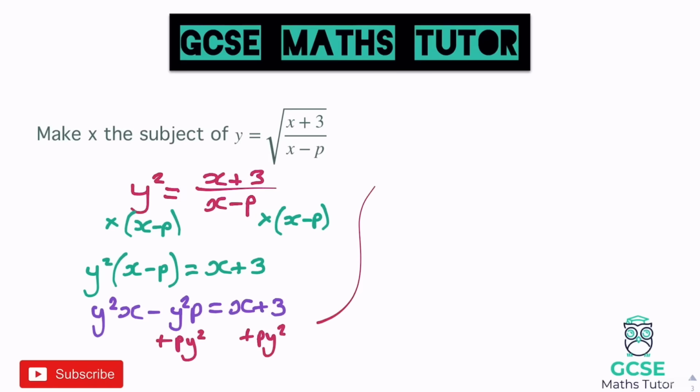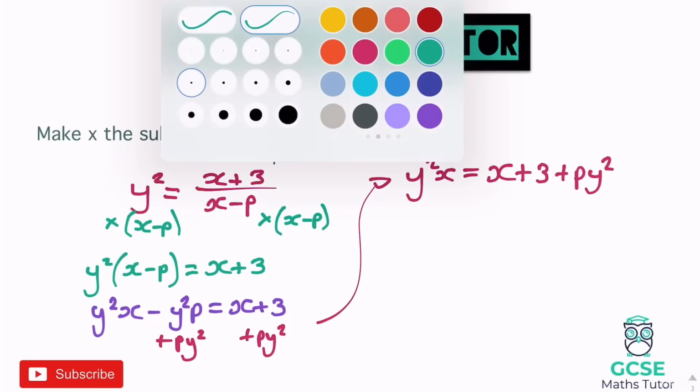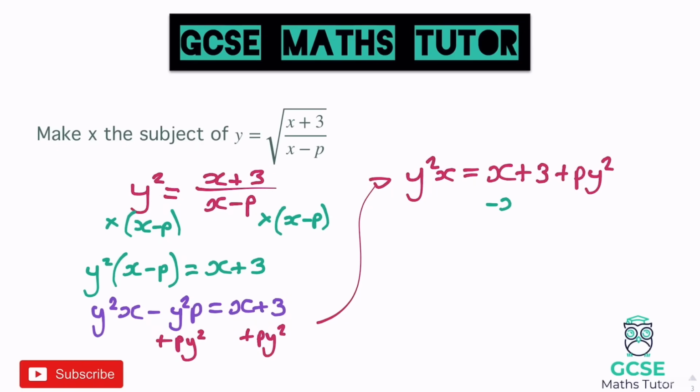Let's bring this up here, and we get y squared x, or xy squared. I probably should have rewritten it there, it doesn't really matter. Add the py squared over, so we get x plus 3 plus this new py squared over here. Now we can minus the x from both sides. We can get all our x's on the left, so minus x. I'm going to write xy squared, I just prefer it. xy squared minus x equals 3 plus py squared.